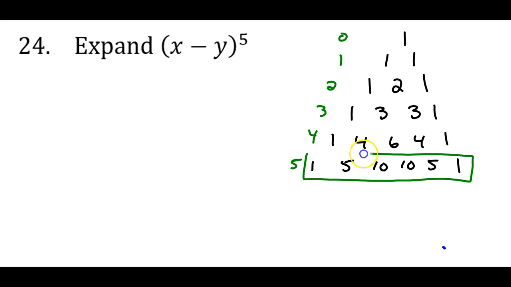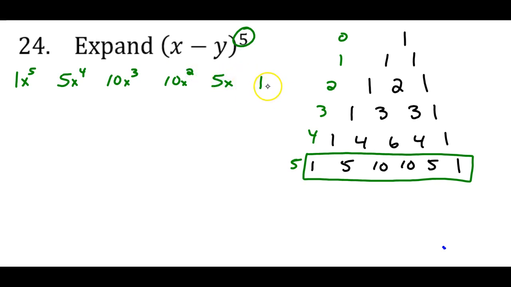And so this is what I want when I'm raising something to the fifth power. These will be my coefficients of this expansion right here. So I'm going to write out those coefficients: 1, 5, 10, 10, 5, and 1. And then I'm going to start with my x. I'm going to put it down and say x to the fifth, x to the fourth, x cubed, x squared, x to the first, and then this is like x to the 0 there.